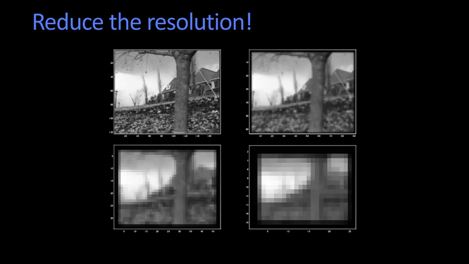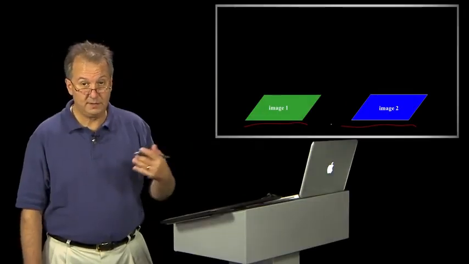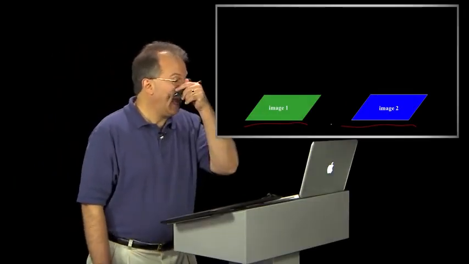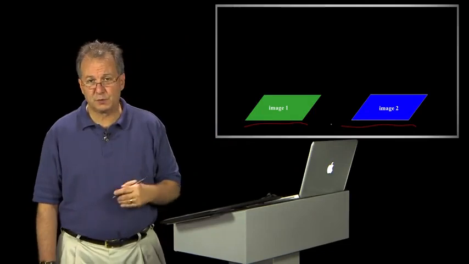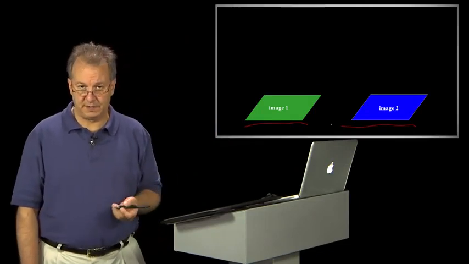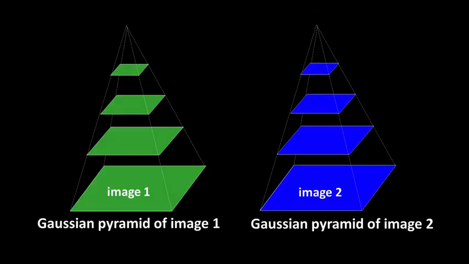So basically what we want to do is implement a motion recovery method that takes this coarse image and then iteratively, or I should say multi-scale-wise, goes to a finer and finer image. This is how it works. I've got my one image and my other image, which is why they're called image 1 and image 2. The first thing we're going to do is build what are called Gaussian pyramids. And that's illustrated like this.